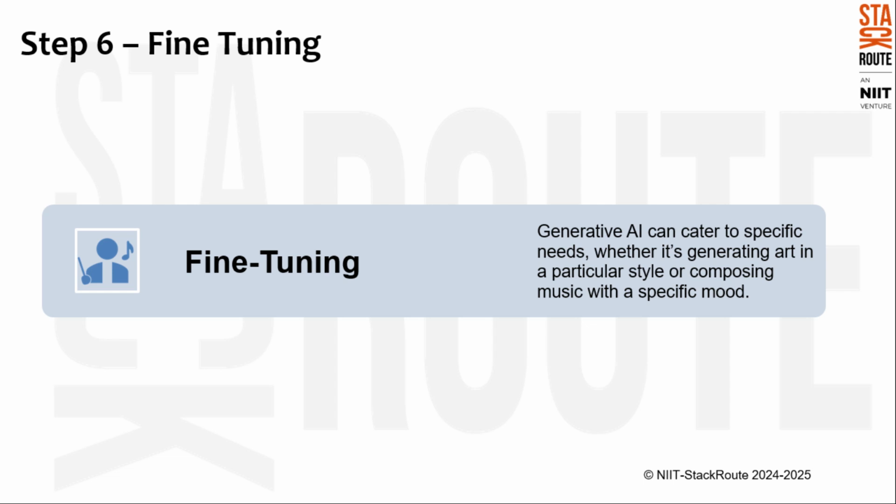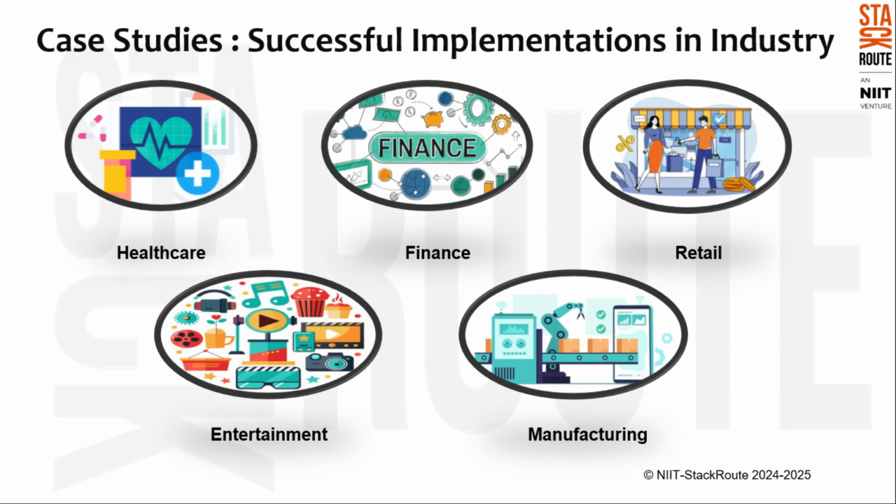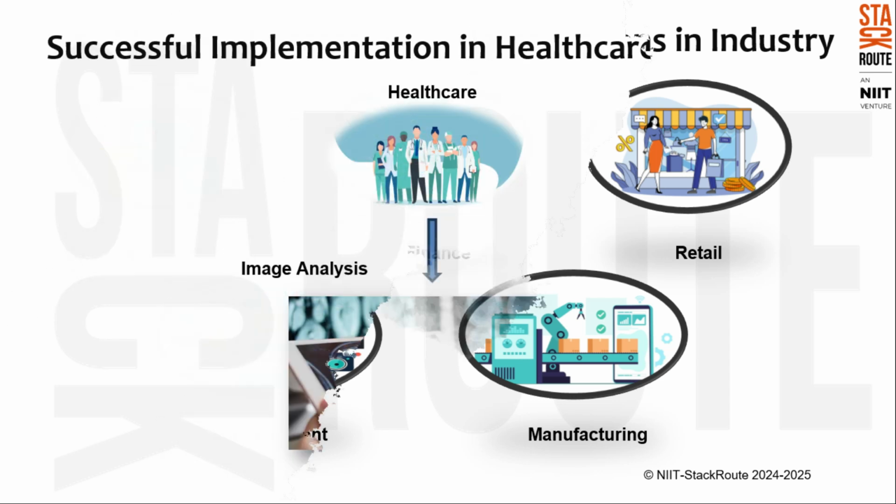Next, let's explore some real-world examples where generative AI is already making a significant difference. Today, we're diving into some fascinating case studies that highlight how generative AI is making a real impact across various industries, such as healthcare, finance, retail, entertainment, and manufacturing. These examples showcase successful implementations that are transforming processes, enhancing accuracy, and driving innovation.